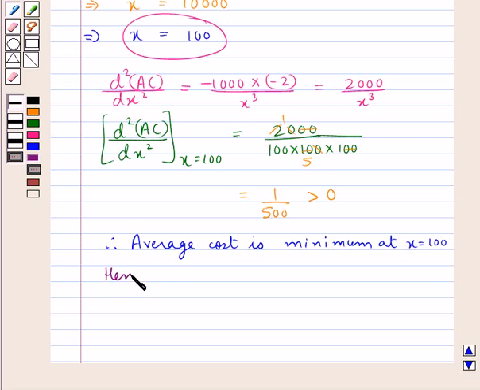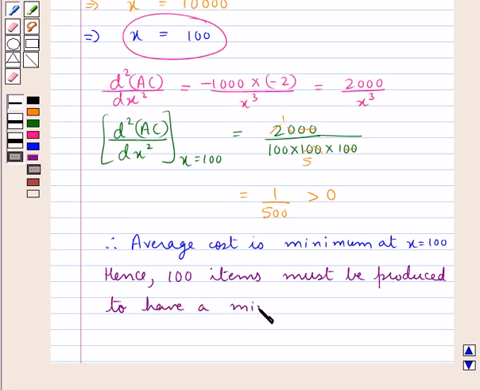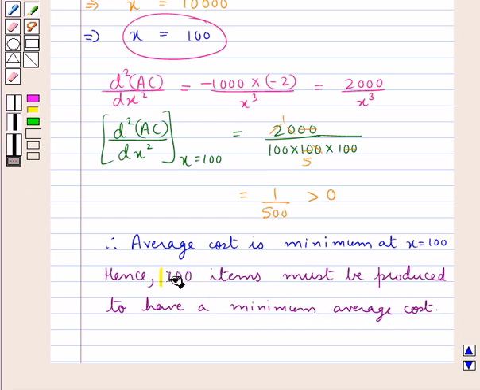Hence, we can say that 100 items must be produced to have a minimum average cost. So, this answers the third part of the question.